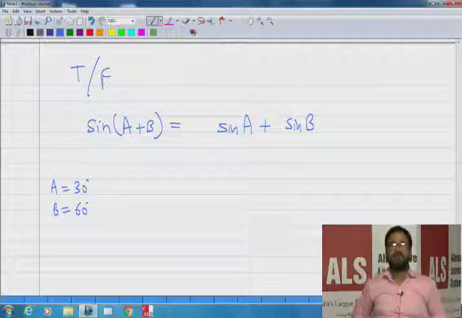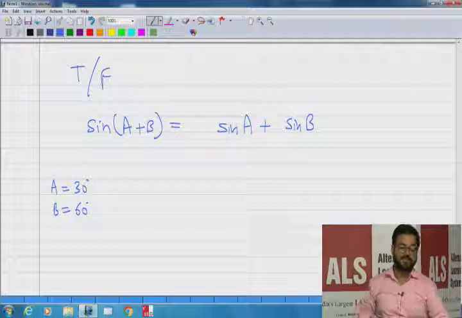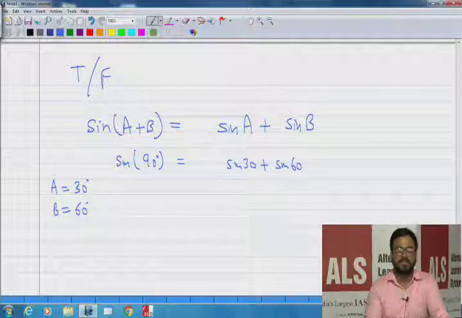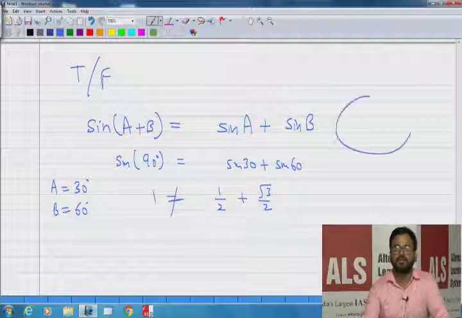The answer is false, that is not true, because if you put a as 30 and b as 60, here it will become sine of 30 plus 60, which is 90 degree. Here it is sine of 30 degree plus sine of 60 degree. Sine 90 is 1, sine 30 is 1 by 2, and sine 60 is root 3 by 2. And we clearly know that 1 is not equal to 1 by 2 plus root 3 by 2. This is false. So that's why the statement is going to be false.